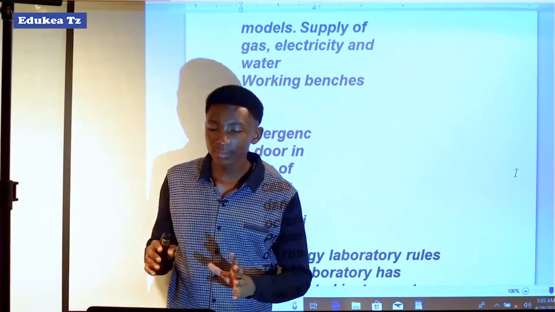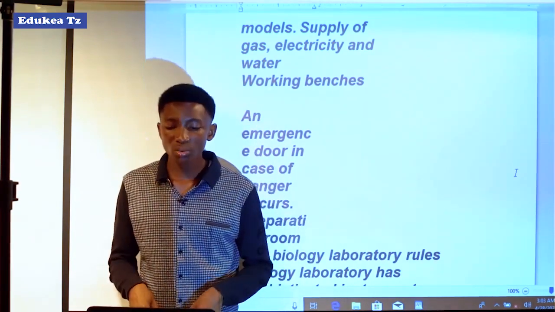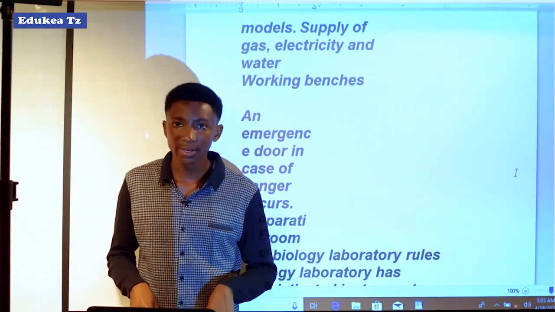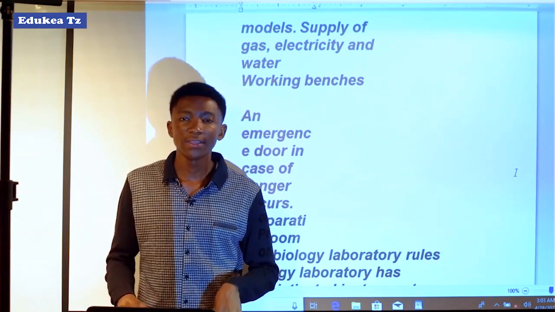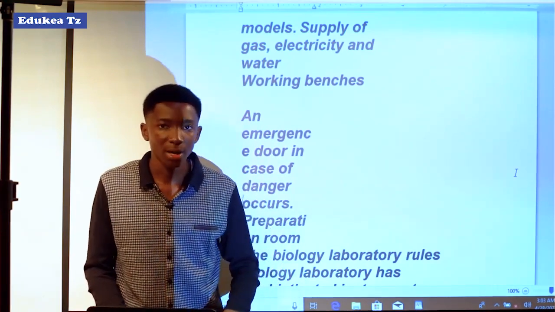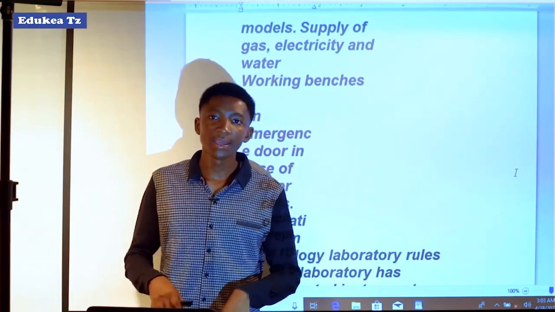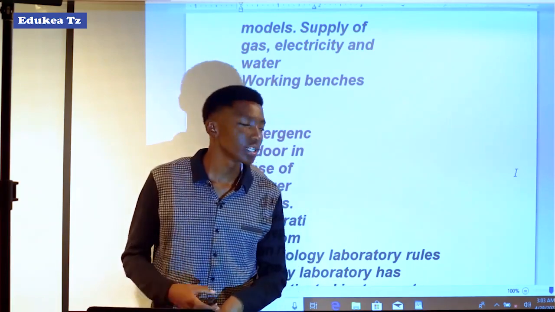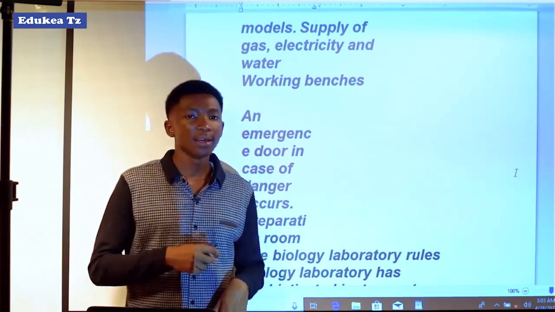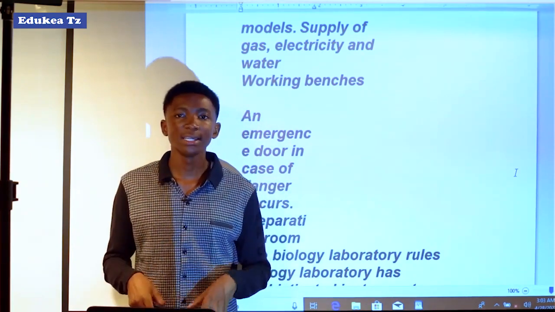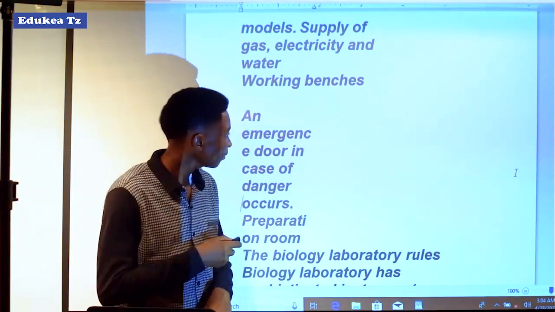Then there's another thing which is working benches. Working benches are needed so as to perform the experiments or the practicals which are done in the biology laboratory. So there are some high and big benches which are needed in the biology laboratory so as to conduct the experiments, to conduct the practicals.